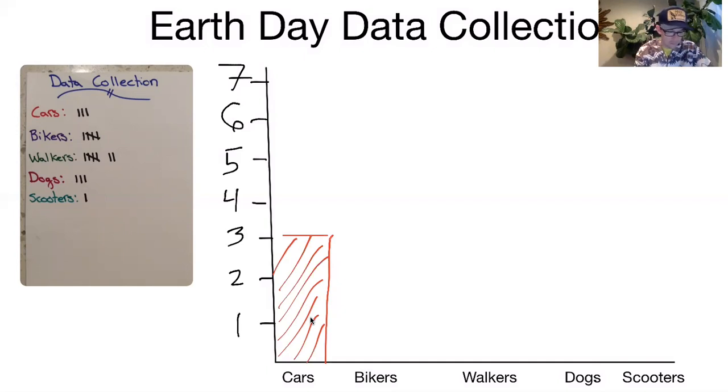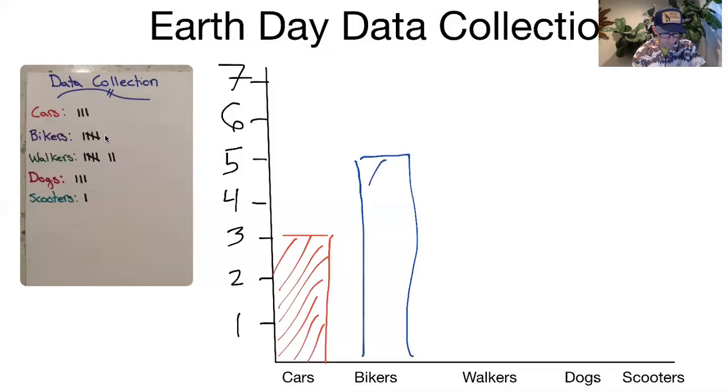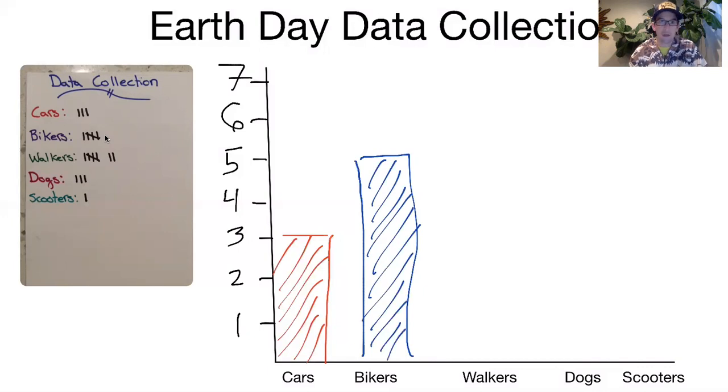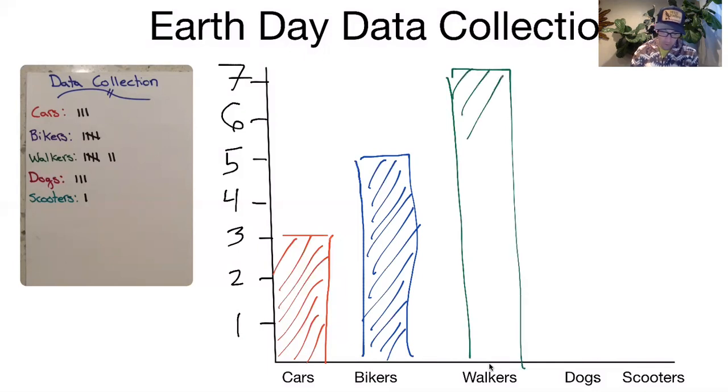And now I'm going to document how many bikers I saw. So I saw 1, 2, 3, 4, 5. So I'm going to make another bar for bikers that goes up to 5. And I'll fill that in. Continuing on, I saw 7 people that were out walking. So I'm going to go over to my walkers section and create a bar that shows I saw 7 walkers.